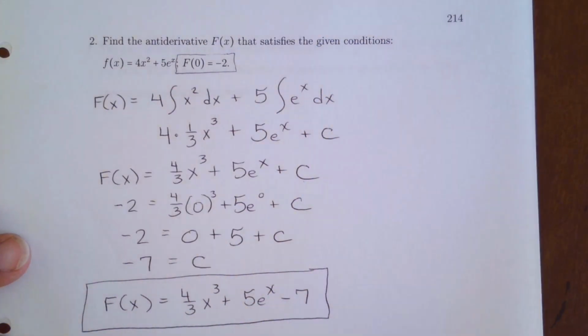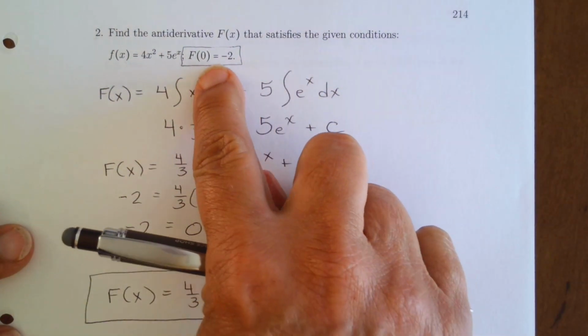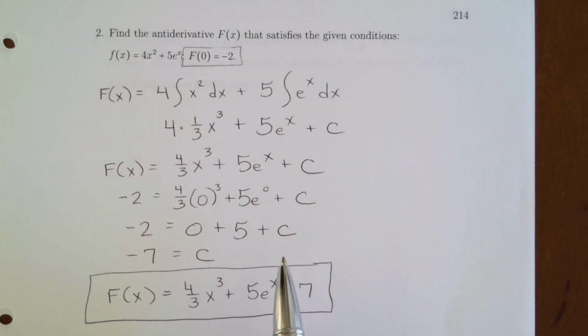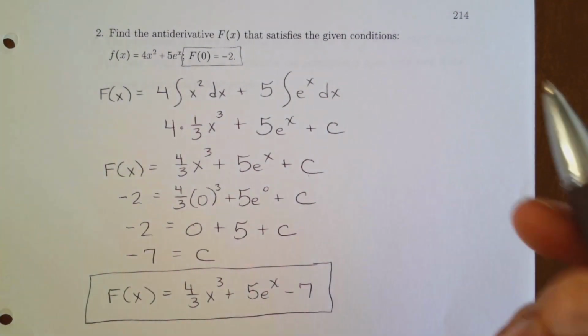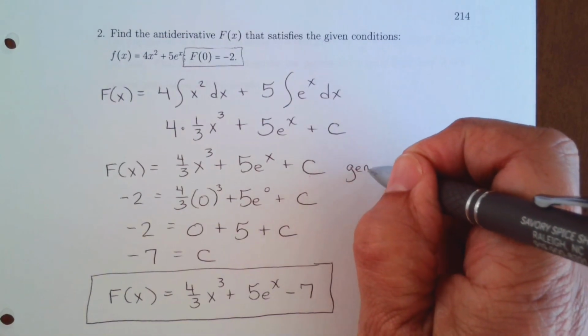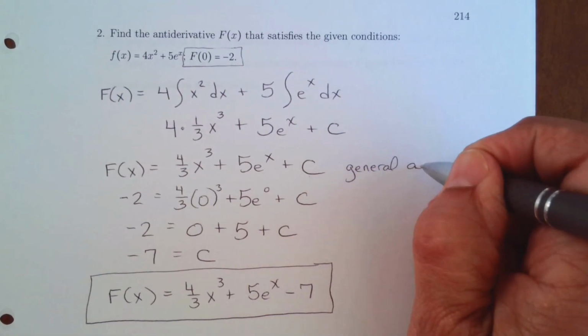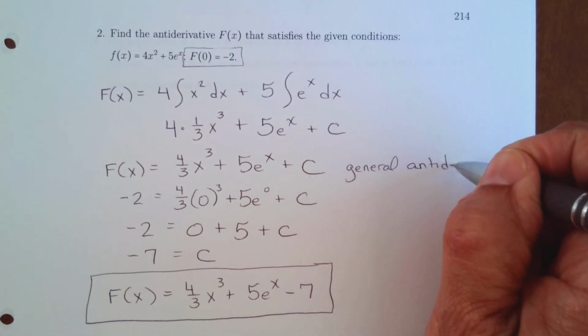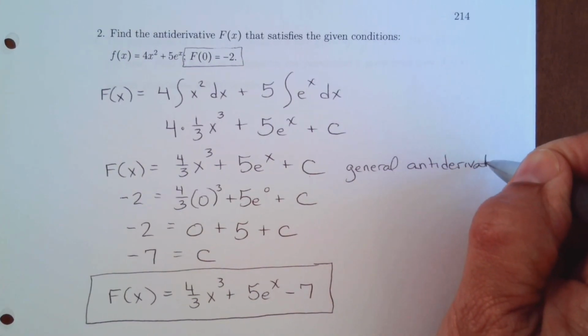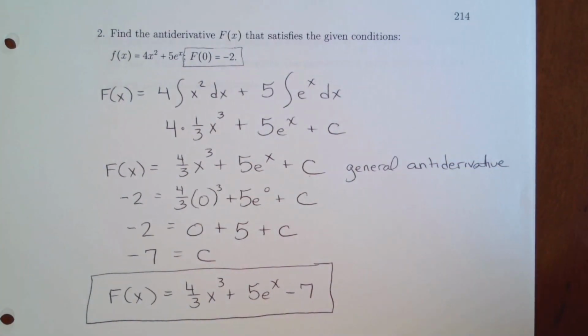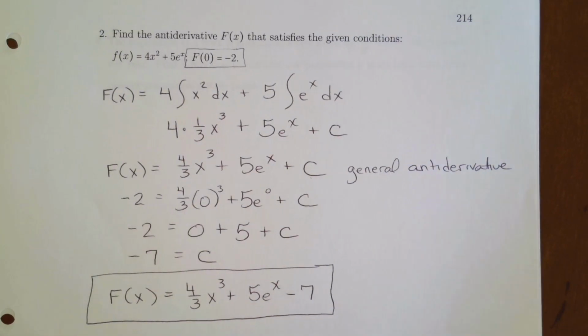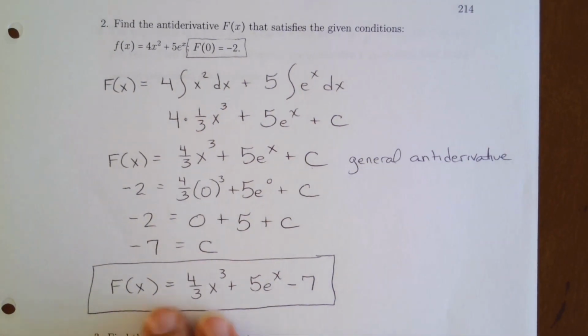Okay? So when you're given a point, then you've got to find c and plug that back into, this is what we call the general antiderivative. Okay, because we didn't know anything about what c might be. This is specific. Okay, we now found a specific function that we know for sure goes through that point.